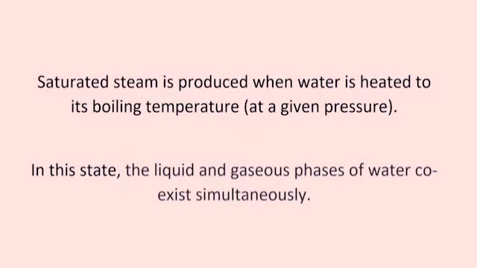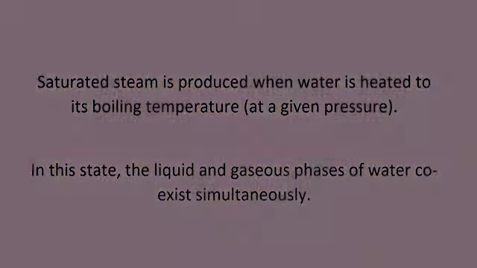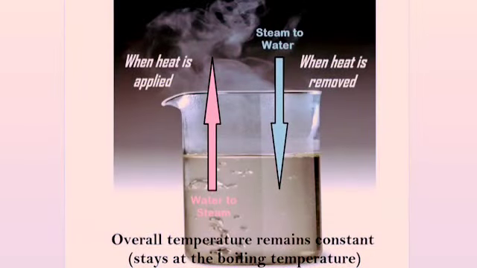Simply put, saturated steam is the vapor form of water produced when water is heated to its boiling temperature under the prevailing pressure condition. In this state, the liquid and gaseous phases of water exist simultaneously. Applying a little more heat will cause more of the liquid water to turn into saturated steam, and removing a little heat will cause some of the steam to condense back to liquid water. But this slight change in heat supply will not result in a temperature increase or decrease beyond or below the boiling temperature. Saturated steam is also known as wet steam because it contains an abundance of water in its vapor form.